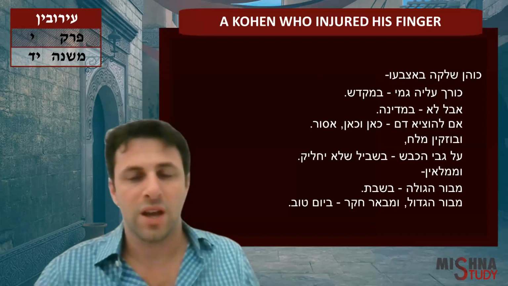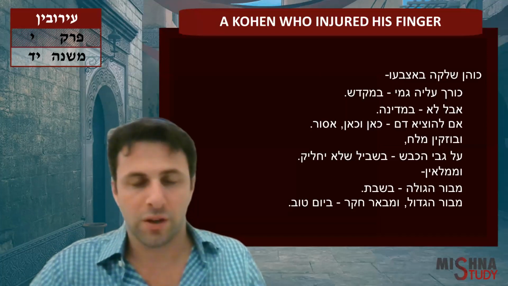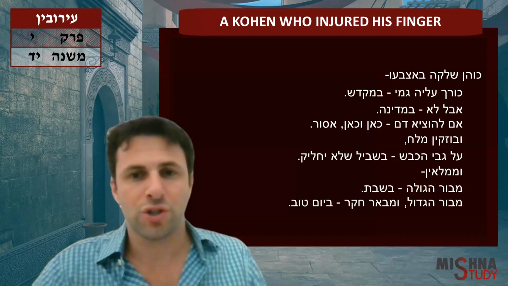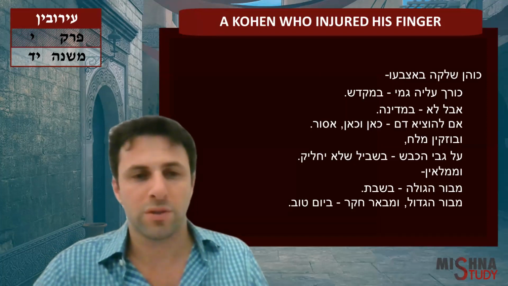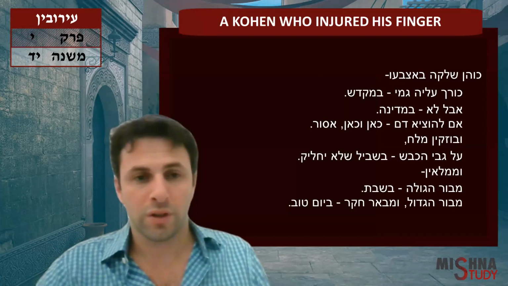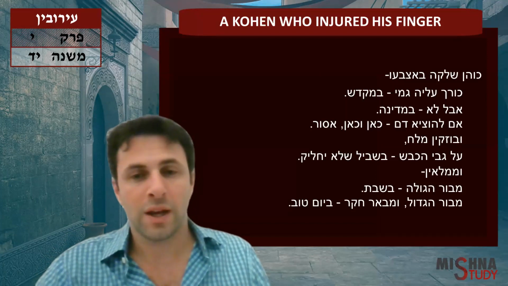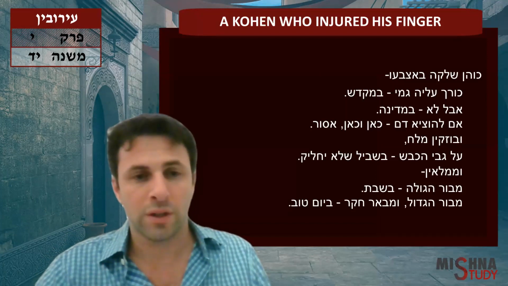Over here in this Mishnah, we're going to discuss a Kohen who injured his finger, and again, the distinction between the Bet Mikdash and the Medina. Kohen shalakab etzvav: a Kohen hurt his finger and was bleeding. He could wrap a reed around it in the Mikdash.